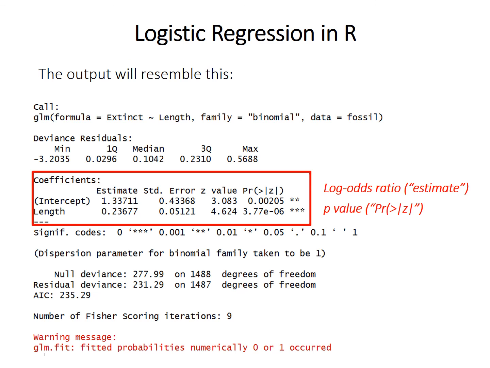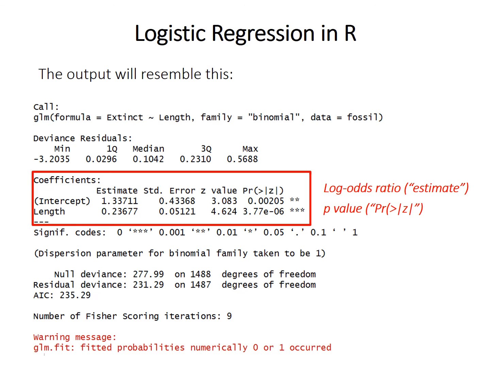And hopefully you won't get this warning message at the bottom that I got. It means that there's either perfect or something called quasi-perfect separation between the outcomes. What this means is basically all of the yes outcomes are at one end of the independent variable and all the no outcomes are at the other end, more or less. In this case, in the data that I use, there are very few that actually survive, and they're all very small. So it still runs a regression. It's a warning and not an error.